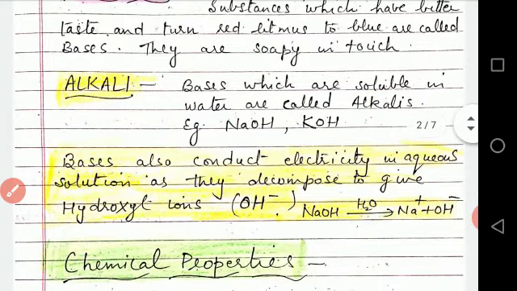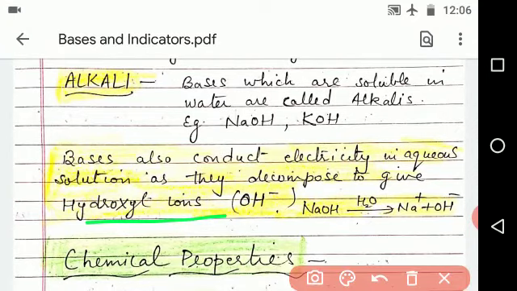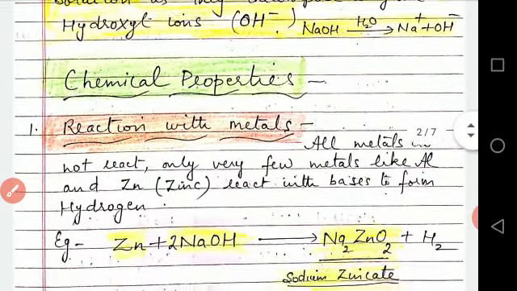Bases also conduct electricity in aqueous solution as they decompose to give hydroxyl ions, OH minus ions. For example, NaOH when dissolved in water forms Na plus and OH minus, and due to these hydroxyl ions they can conduct electricity.